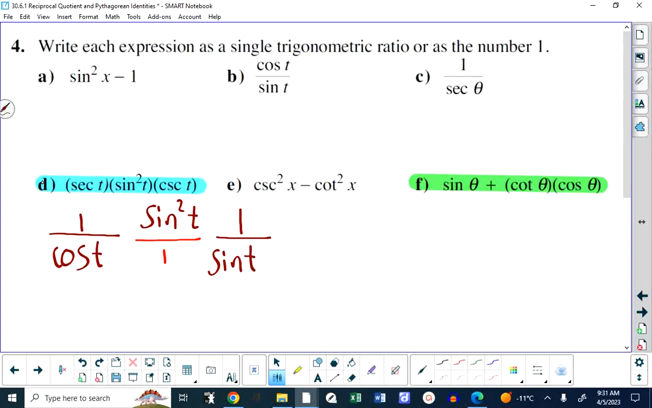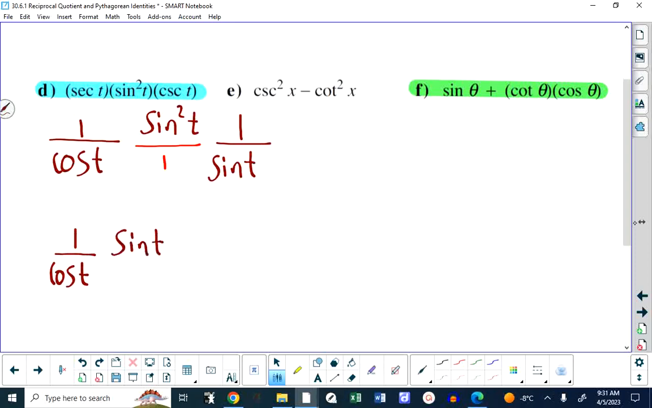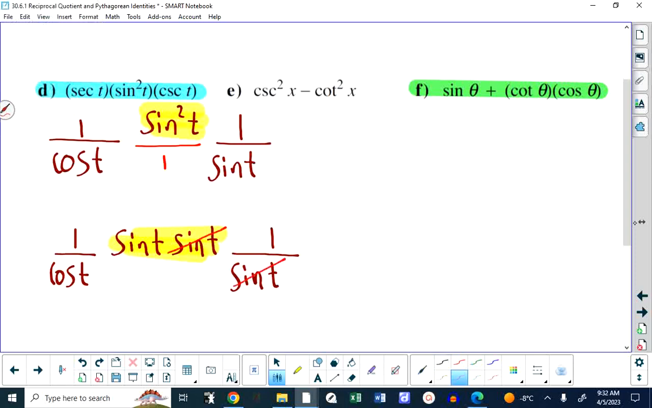And I'm going to just for this one, I might do it for other ones, rewrite this as 1 over cos t times sine t times sine t times 1 over sine t. And all I've done here is I'm just indicating to you, everybody, that sine squared of t means this. That's all I'm saying, okay? And because it means that, I can cancel a sine t with a sine t.